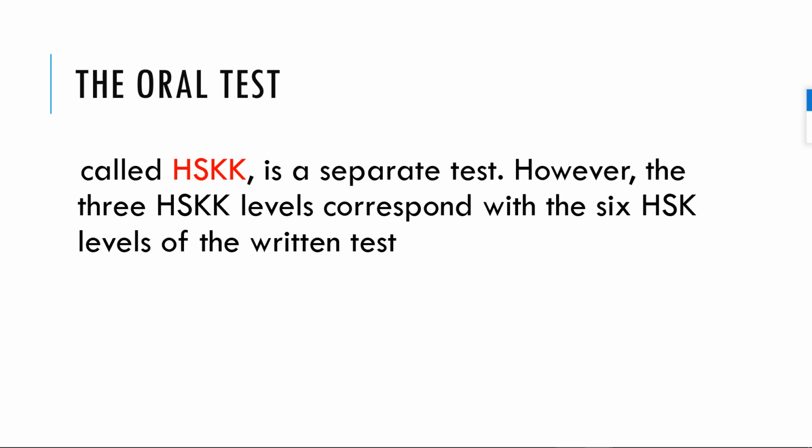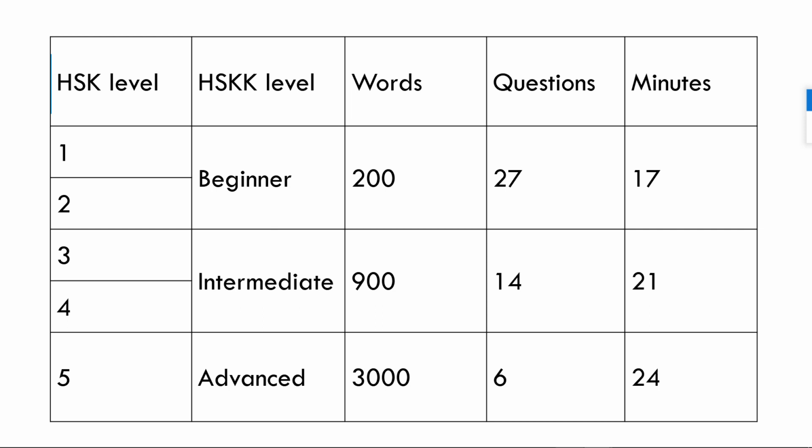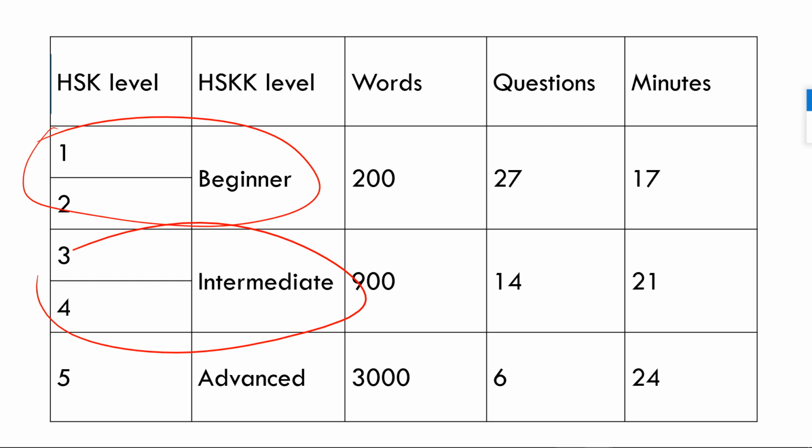Okay, next one, there is also an oral test, which is called HSKK. The last K means 口语. 口语 means oral test, so you have HSKK. Actually, it is a separate test, but it corresponds with the 6 HSK levels of a written test. As you can see, this, right?